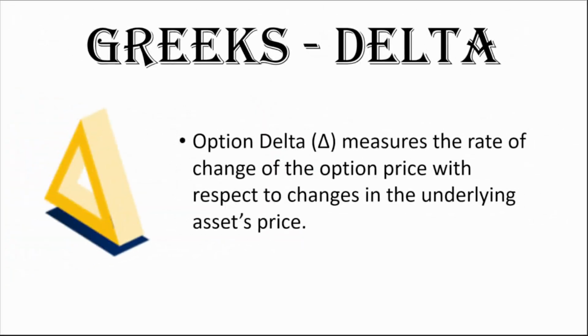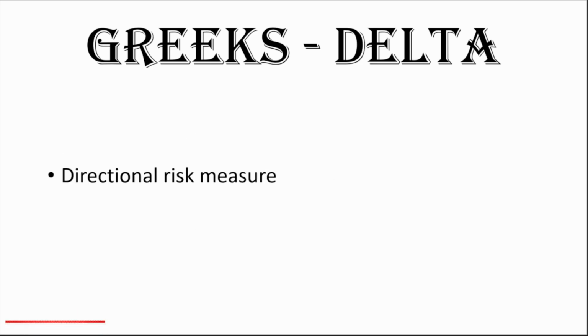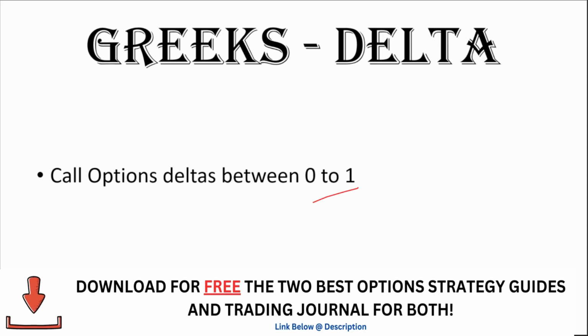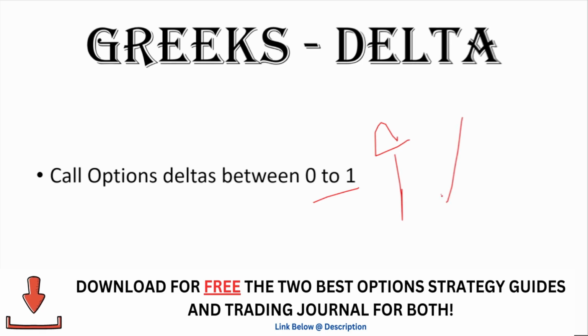The first option Greek that we're going to cover is delta. Option delta measures the rate of change of the option price with respect to changes in the underlying asset price. Delta is the amount an option price is expected to move based on a $1 change in the underlying stock. Call options have a positive delta between 0 and 1. A quick way to remember it is: call price rises when the stock price increases, and call price falls when the stock price decreases.